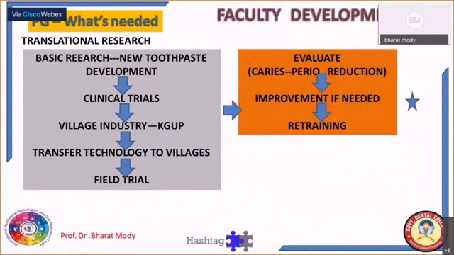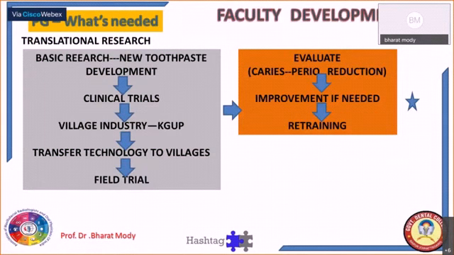To give you an example, let us say the periodontal department has created a new toothpaste. It has the allopathic method also, and some Ayurvedic ingredient also is there in that. So they developed a product which is your toothpaste. Then you do clinical trials of the toothpaste. Now these clinical trials, once completed, you go to the village.